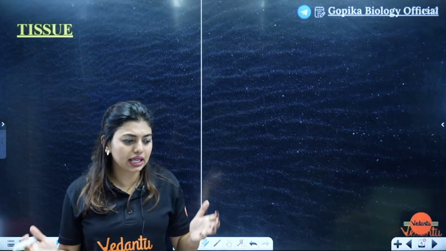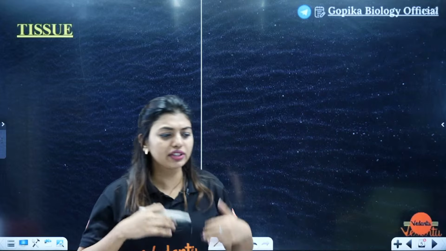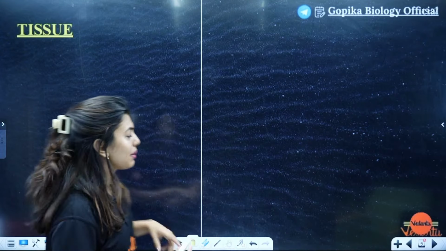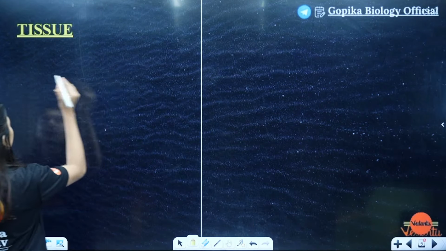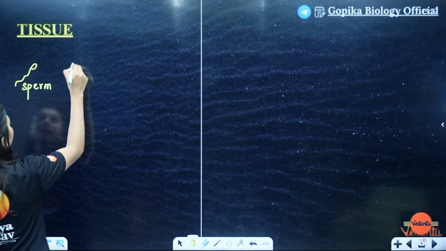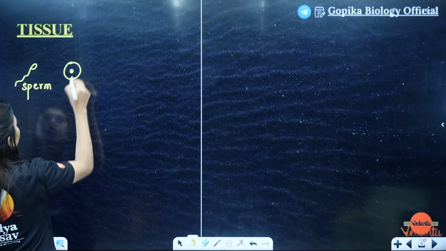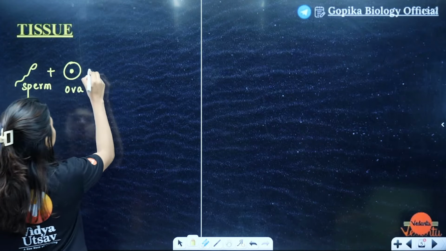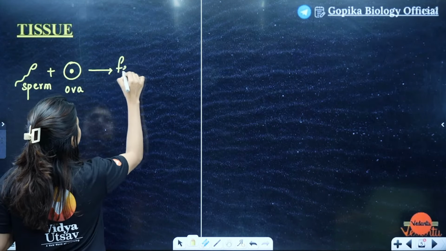Now, as a student who has just finished the 10th and come to 11th, or 11th to 12th, no one taught you about germ layers. When no one taught you about germ layers, if Gopika Ma'am doesn't teach, then it will be bad, right? So, let me tell you, students, understand, this is your sperm. And this is your ovum. These two are going to combine to do what? Fertilization.